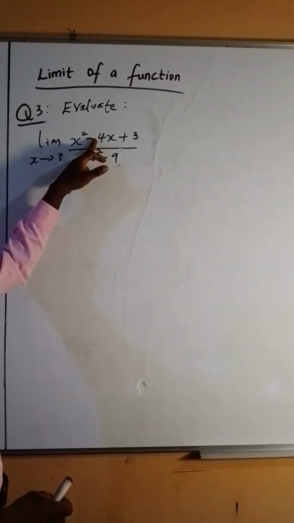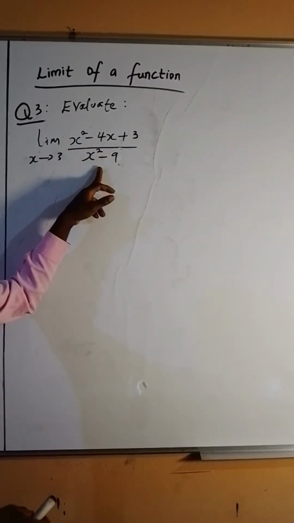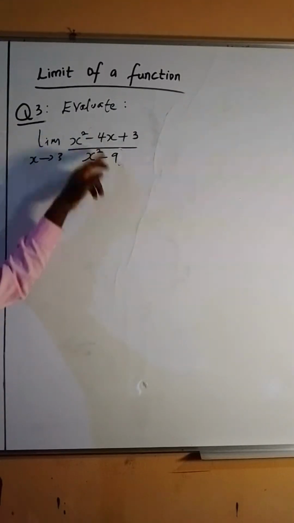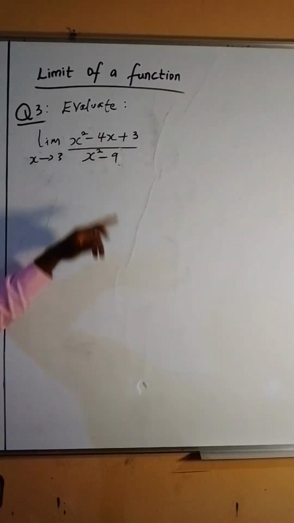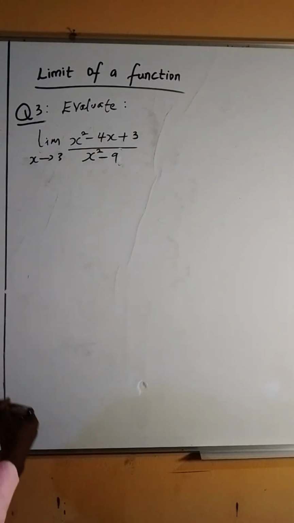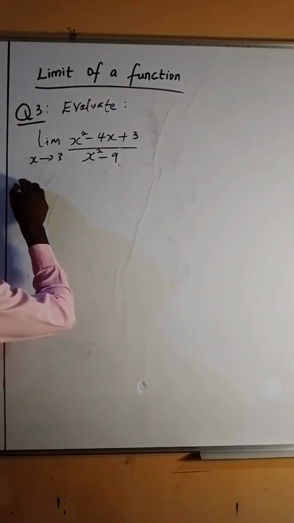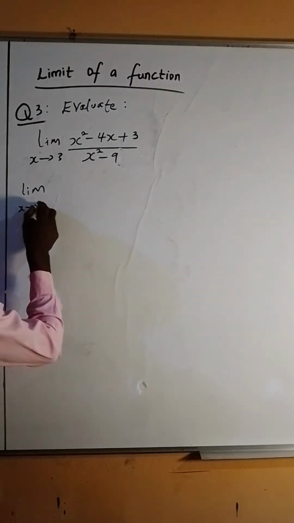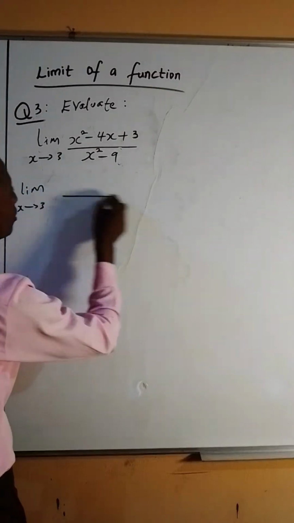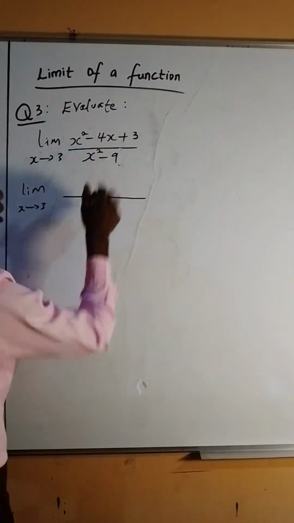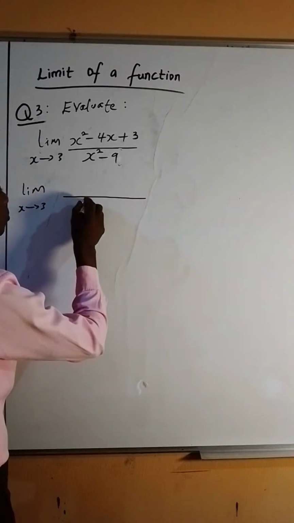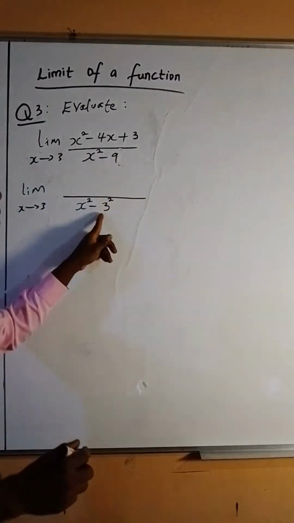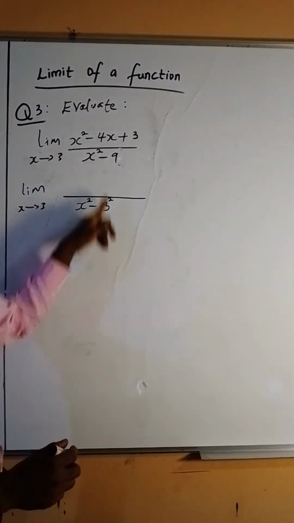So we have to factorize the numerator and also factorize the denominator. Once we achieve that, we'll cancel out the common factors, then we can do our substitution. So we are going to rewrite the expression as x approaches 3. Here, x squared minus 9 we can express as x squared minus 3 squared, because 3 squared gives us 9.